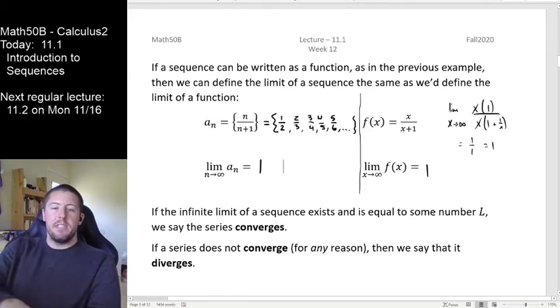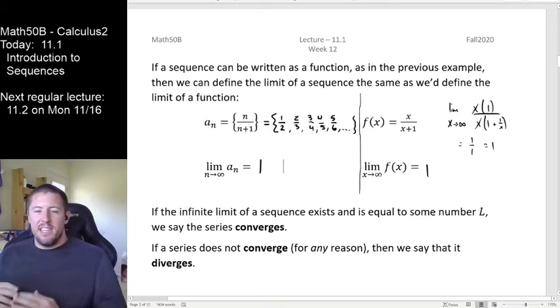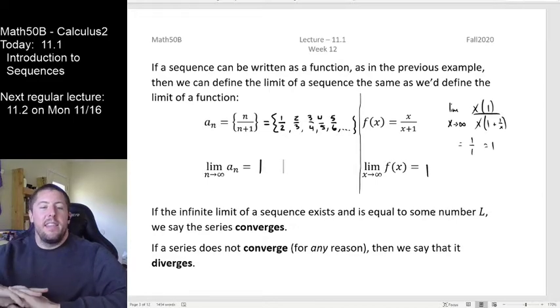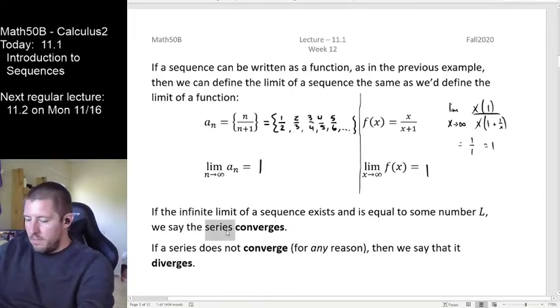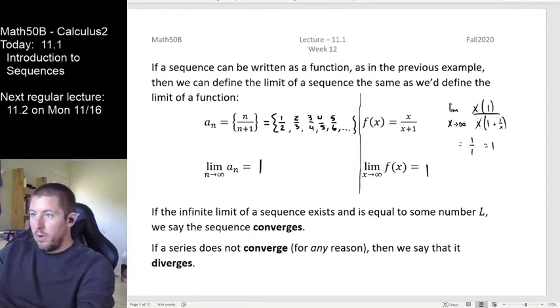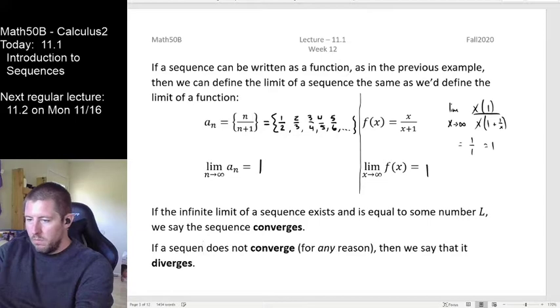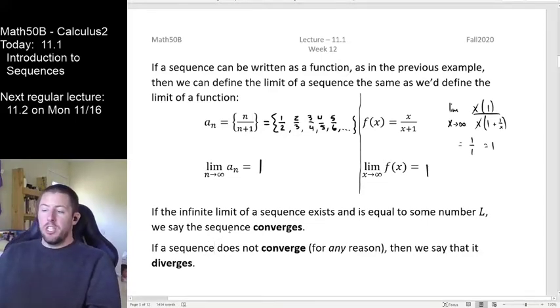If the infinite limit of a sequence does exist and it's equal to some number L, then we say that the sequence converges. If the sequence does not converge for any reason, then we say it diverges.